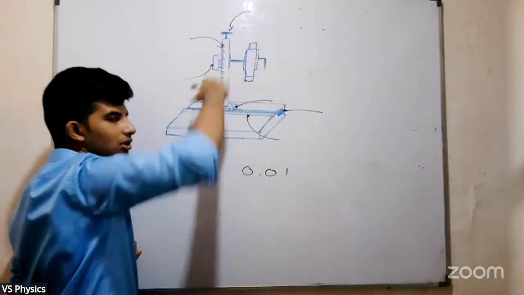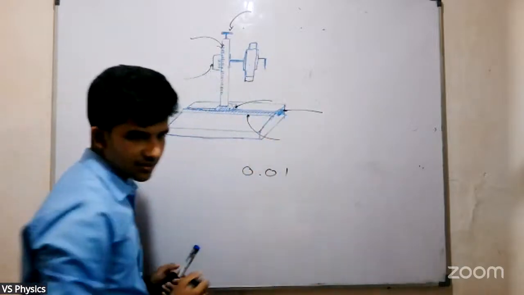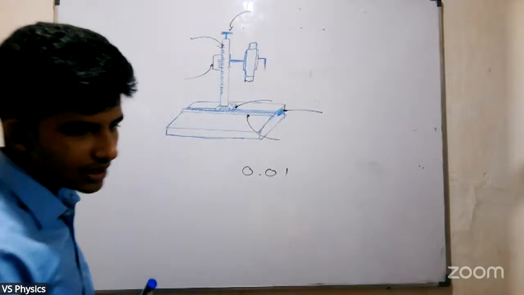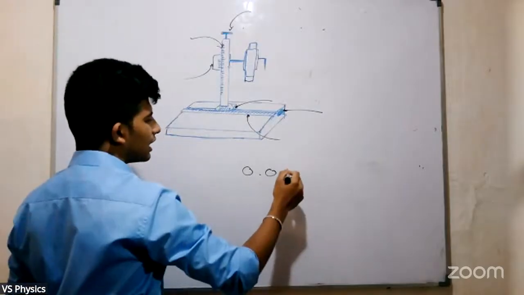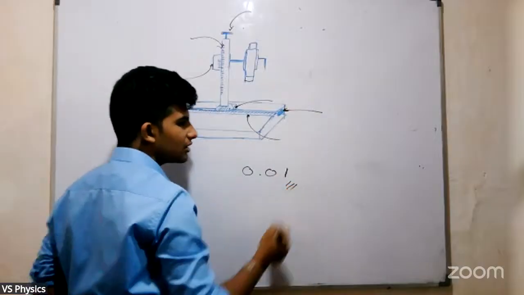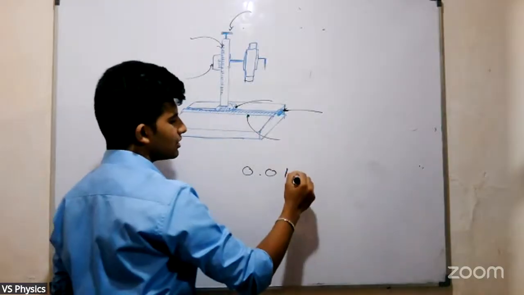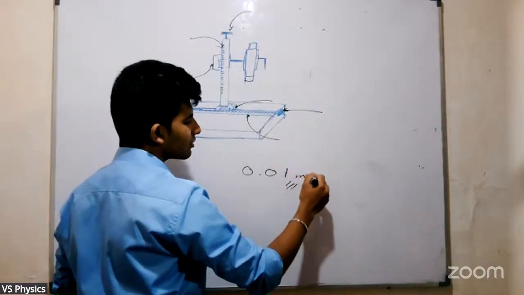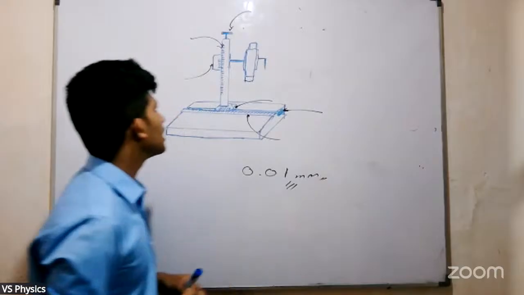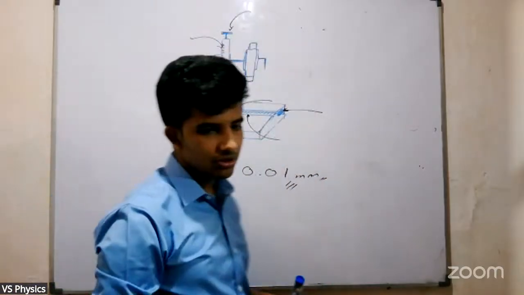When we remove the lock screw and push it here and there, there will be a huge difference. But these knobs control the movement up to 0.01 millimeters, the least count of the traveling microscope. So this is the horizontal one, and the vertical one is similar.